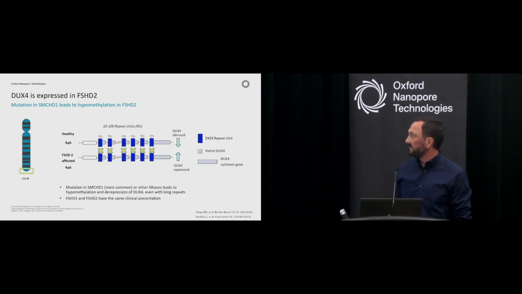FSHD2 is slightly more complicated, a slightly different mechanism. It also expresses DUX4, but it doesn't depend on the repeat contraction. It doesn't depend on the length of the repeat. What happens in FSHD2 is you have a pathogenic variant in another epigenetic regulator or a methyltransferase. The most common one is SMCHD1, and it knocks out methylation across the entire locus. So DUX4 is expressed, but you can have the long form of the allele, so you really need to know the methylation status of that 4qa allele in FSHD2.